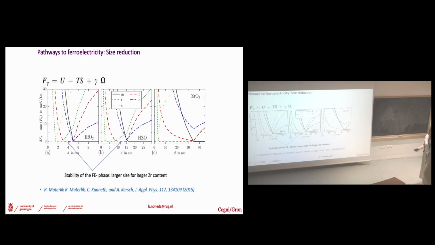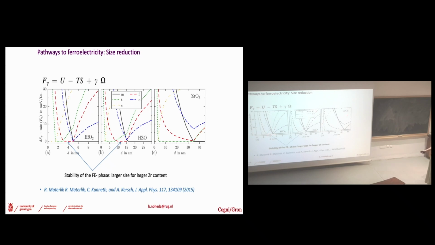Another interesting thing is the composition. There was a lot of theory work done on what is the stability map of this. You can see here energies for pure hafnia as a function of the size of the particle, including the surface energy in the Gibbs energy. Then you can see the monoclinic, tetragonal, and cubic phases in different colors, and the ferroelectric phase is in red. So you can see in pure hafnia, if you want to stabilize the ferroelectric phase, you have to go to particles that are about 4 nanometers in size, really small.